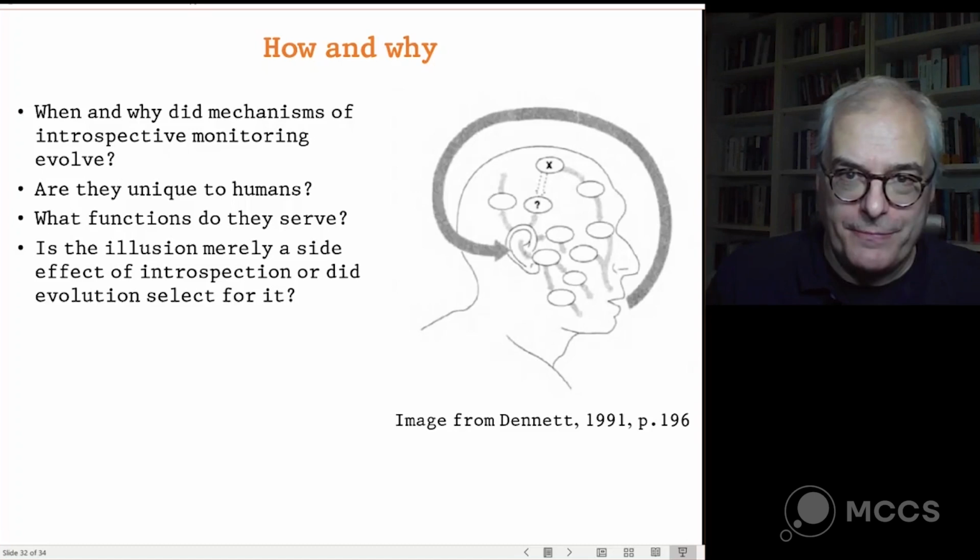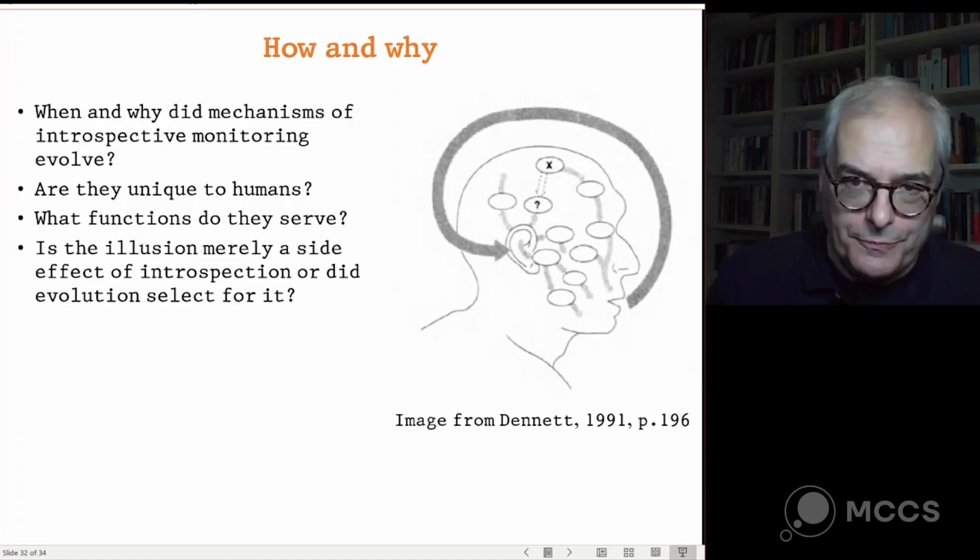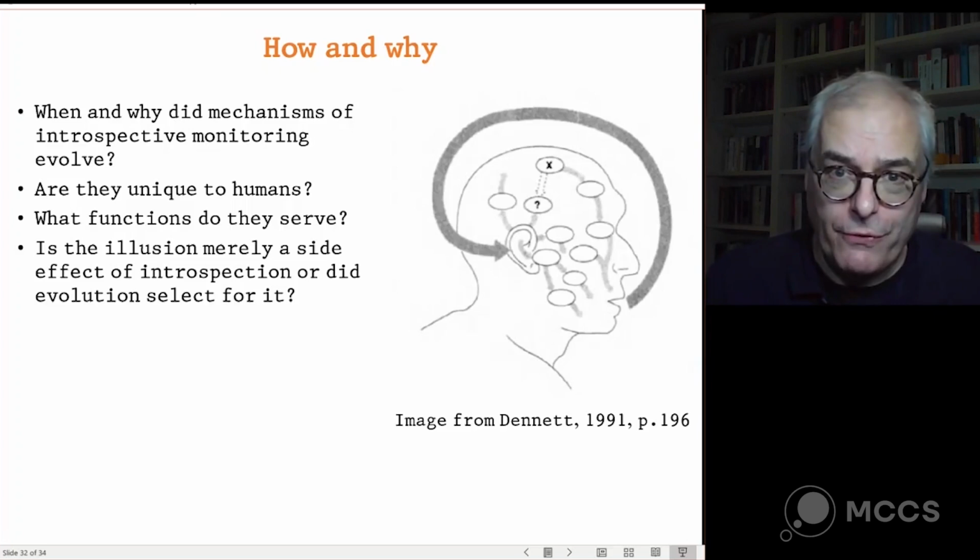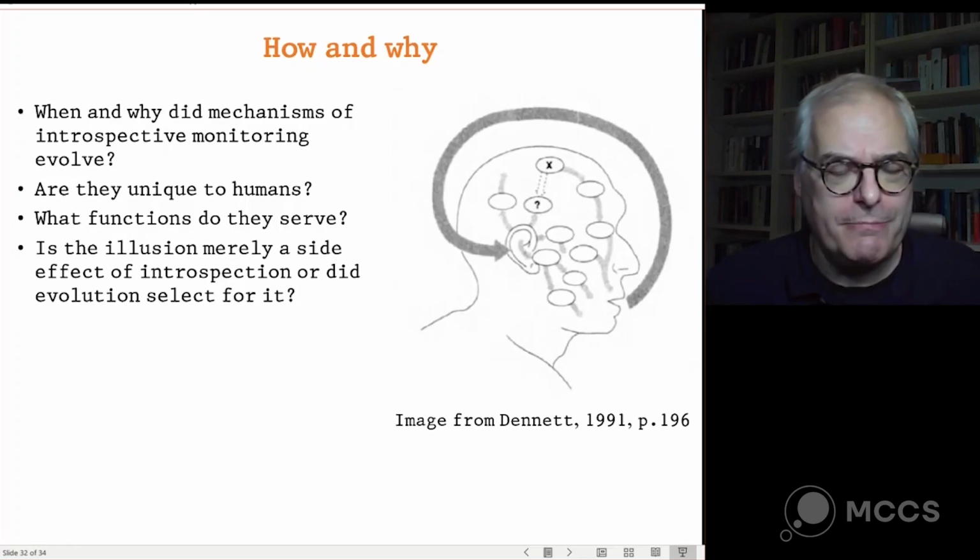Remember I mentioned Nicholas Humphrey's ideas about sentition earlier. He thinks that evolution shaped the mechanisms of sentition and introspection precisely to create this illusion, because the illusion has all sorts of adaptive benefits for us. It enriches our lives in all sorts of ways. So there's one question about the illusion. Is it itself an adaptation or just a side effect?